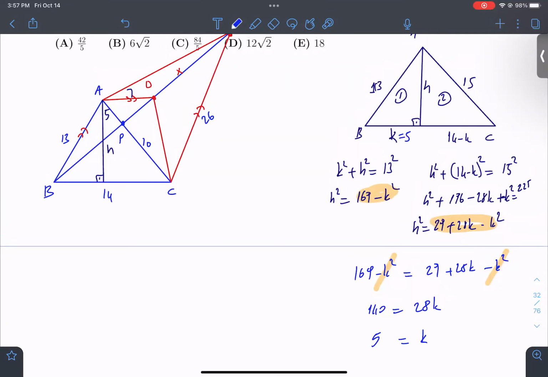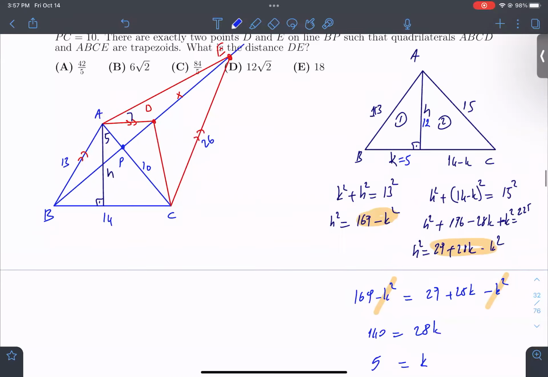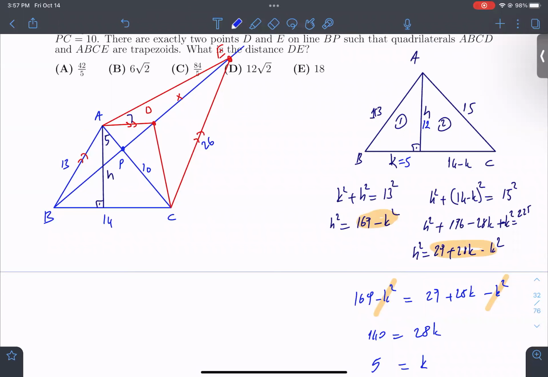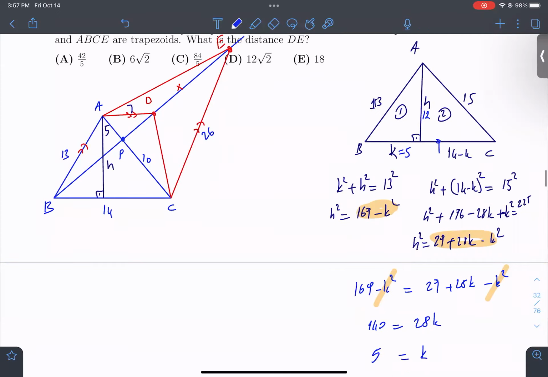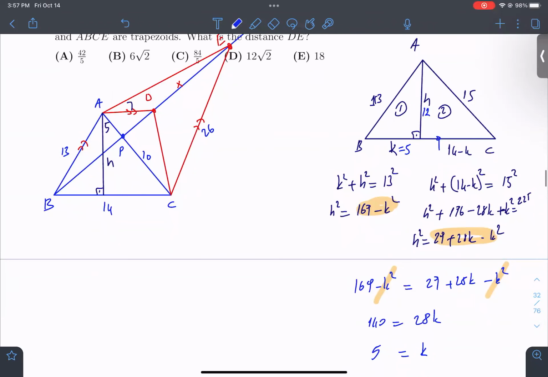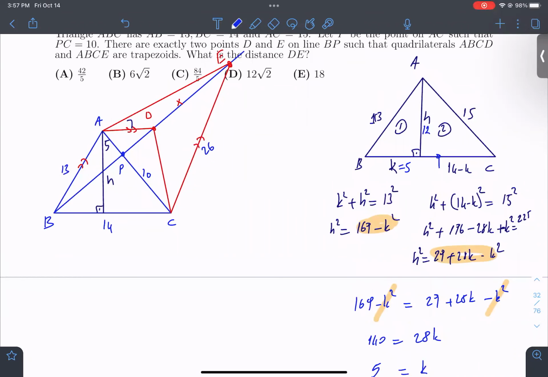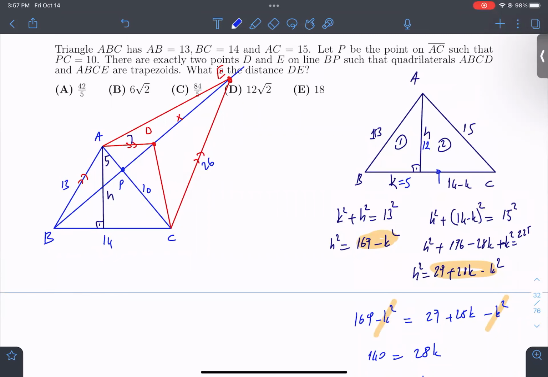I see a 5, 12, 13 triangle. Actually, we can skip this calculation if we try some Pythagorean triples, 5, 12, 13. And the other triangle is just a 3, 4, 5 triangle scaled by 3. 3 times 3 is 9, and 5 plus 9 is equal to 14. We can skip this calculation if we know some triples. All right, let's put what we have found on this triangle here.